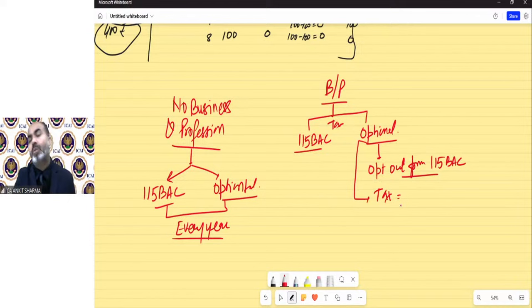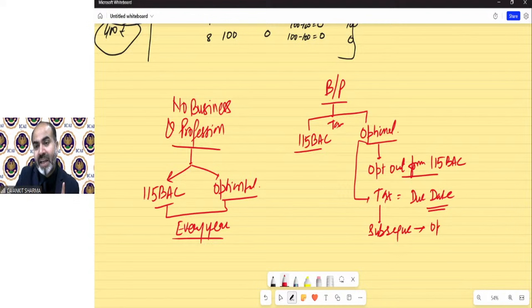Then before the due date of filing of return, you have to intimate the department that I am opting out of the default tax regime. Then, if you opt out of the default tax regime, for subsequent years also you need to pay tax as per the optional tax regime. But after, suppose, 2 or 3 or 4 or 5 years, you now want to pay tax as per the default tax regime. So only once you are allowed to again come into this default tax regime.